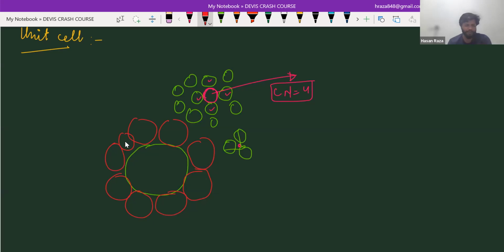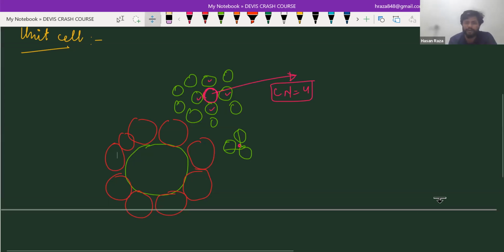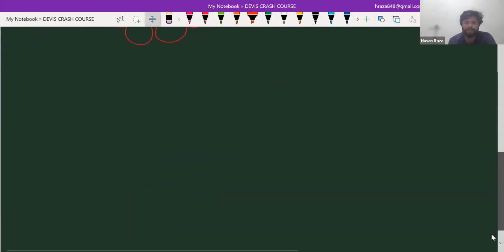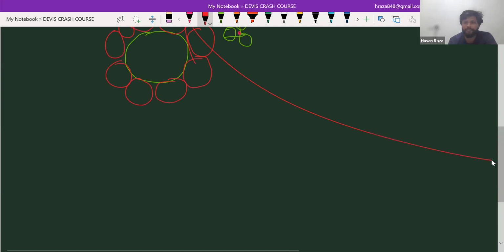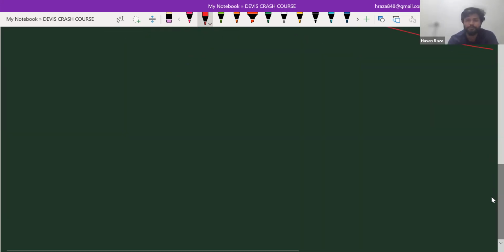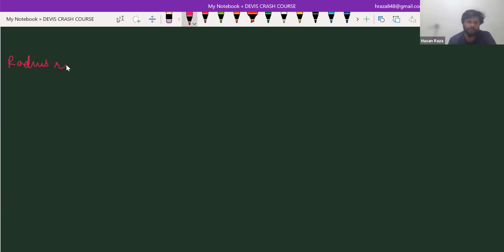So before starting the radius ratio, I just explained what the coordination number is. Now come to the point, radius ratio. So what is the definition of a radius ratio? First, we are going to see this radius ratio.